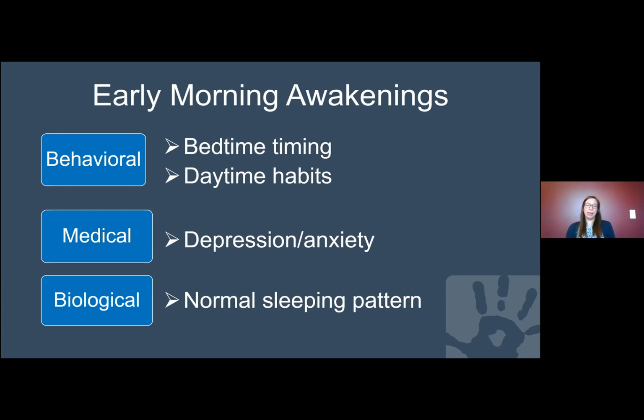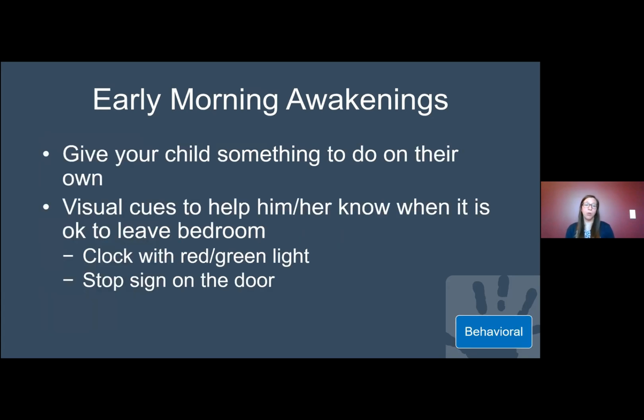So, if you've looked at the behavioral aspects and the medical aspects, what do we do about it? If your child's able, give them something to do on their own. You can also use some visual cues to help him or her know when it is okay to leave the bedroom. For many kids, a clock with a red or green light can be a good solution, so when the light switches to green, they're allowed to come out and bother you. Or even something as simple as a stop sign on their door that tells them to stay in their room until you come and take it down can work for many children.